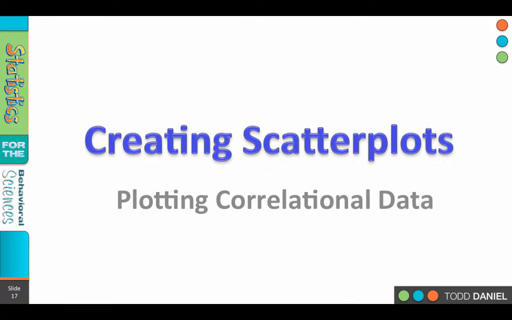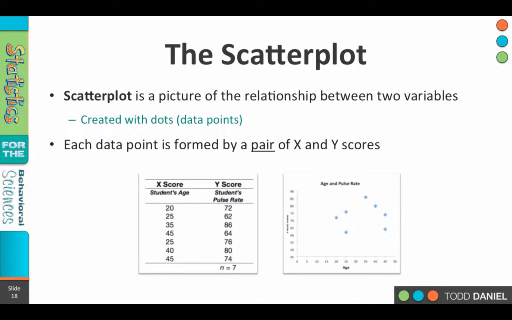So the best way to visualize the data in a correlation is to create a scatter plot, which we use for plotting correlational data. A scatter plot is a picture, and it shows us the relationship between two variables. It's called a scatter plot because it's created by dots that we plot on an x and y axis. So each dot is formed by a pair of x and y scores.